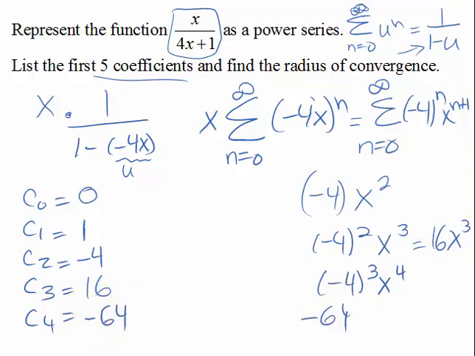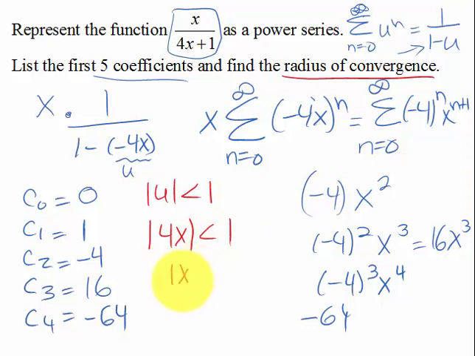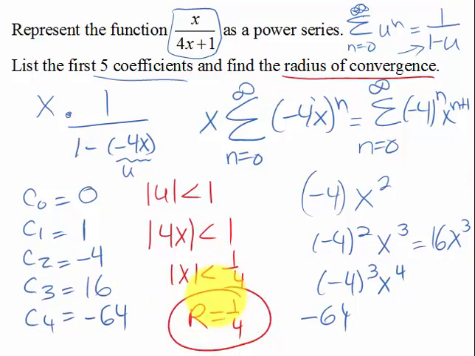Now let's go ahead and answer this question of determining the radius of convergence. We know that the series converges if the absolute value of u is less than 1. So my u was negative 4x, and so I can not worry about the negative because of the absolute value. And so the absolute value of x needs to be less than 1/4. So my radius of convergence is 1/4.